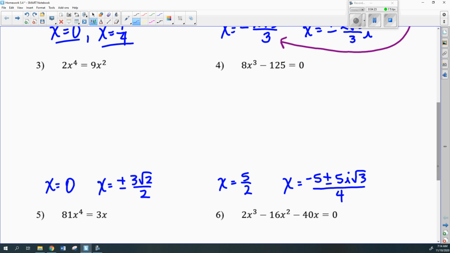And again, if you got them right, you can skip forward. Otherwise, you'll want to listen up. Okay? So number 3 is different because it is not equal to 0. So the first thing I need to do is make it equal to 0. Okay? And then I can look for my GCF because I need to factor.